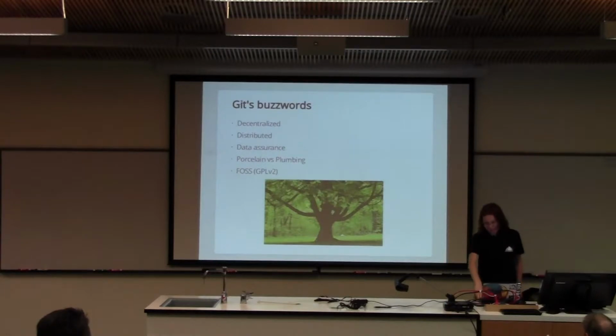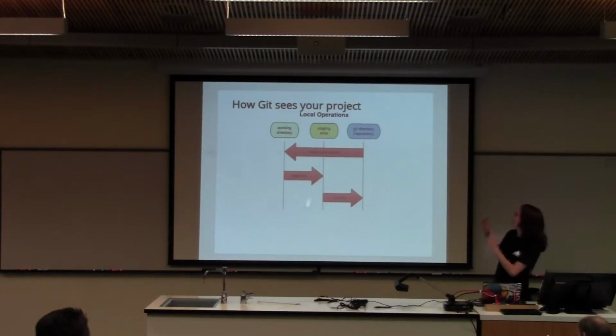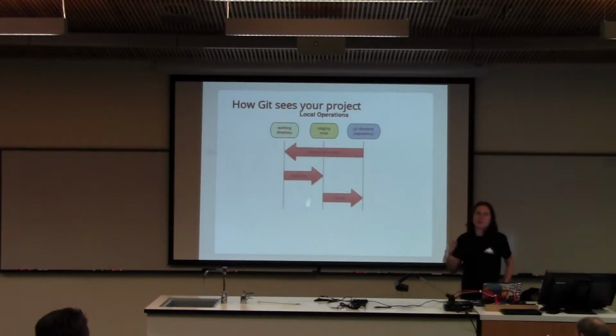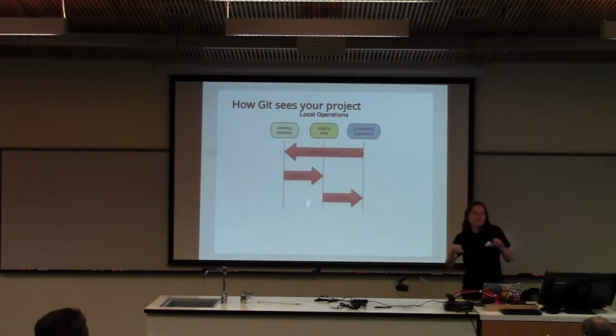So let's look at how Git sees your project just before we jump in. You have your working directory, which is just where you've made your changes. And then you have a staging area, which is where Git knows, okay, these changes are going to go into the next commit of the repository.